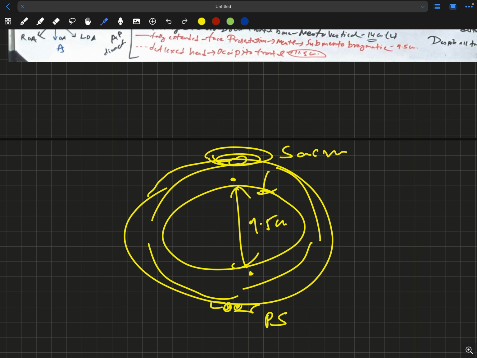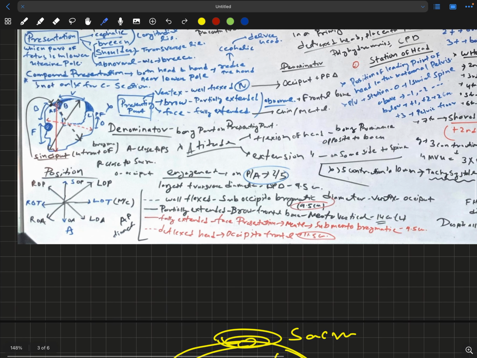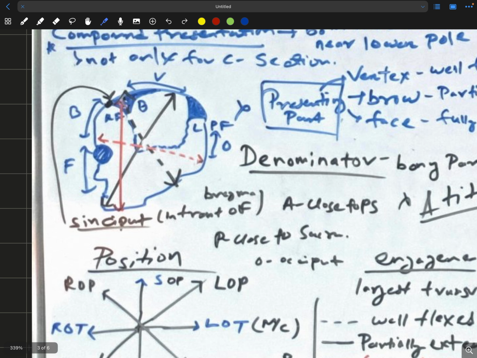When the head is flexed, there will be one anterior posterior diameter. When the head is extended, there will be another anterior posterior diameter. So this anterior posterior diameter is variable, but the transverse diameter remains the same always, that is the 9.5 centimeter. But this AP diameter varies according to head position. So now we are going to discuss that. Let me clear the diameters for you.